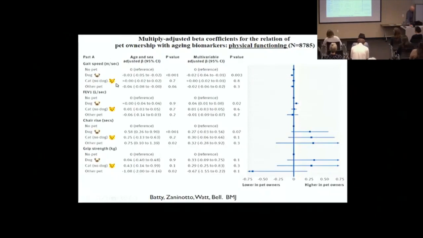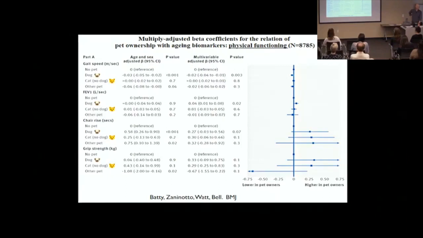Because this was the Christmas BMJ, they inserted these kind of emoticon type things. We didn't do that. And we related pet ownership to a number of different outcomes. Physical functioning measures here, which there were 4: chair rising, grip strength, gait speed, and how hard you can blow into a tube, forced expiratory volume in 1 second.